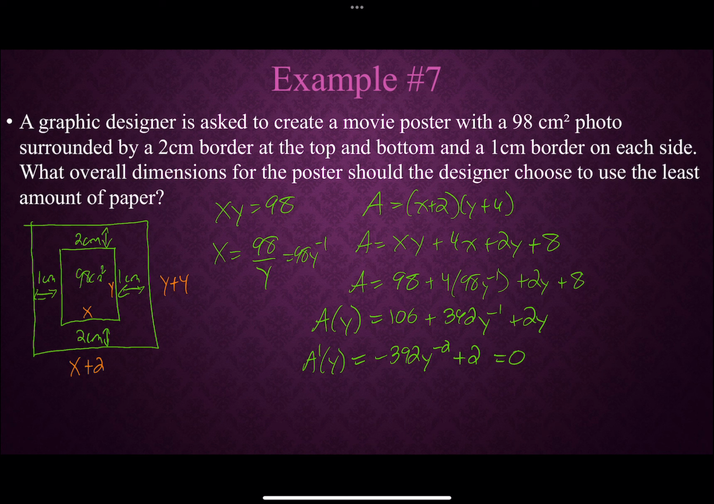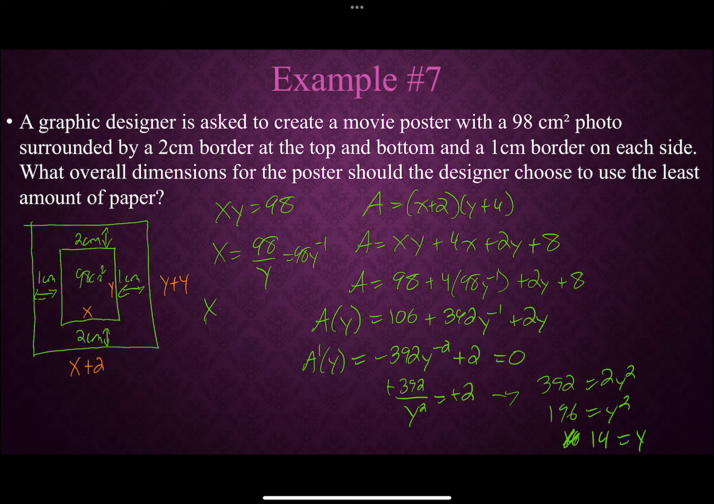And as always, we're finding critical points, so it's set equal to 0. Now, if we were to subtract the 2 and then also rewrite this with positive exponents, we get this right here. So the negatives essentially will cancel each other out. Multiplying by y squared gives us 392 equals 2y squared. So 196 equals y squared, therefore 14 is equal to y. Technically negative 14 algebraically, but we can't have a negative dimension.